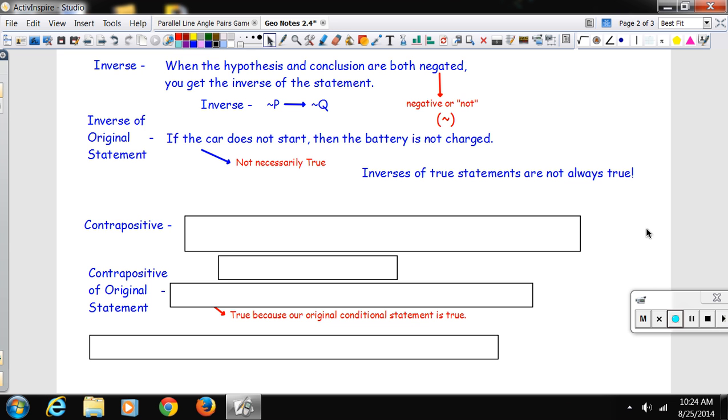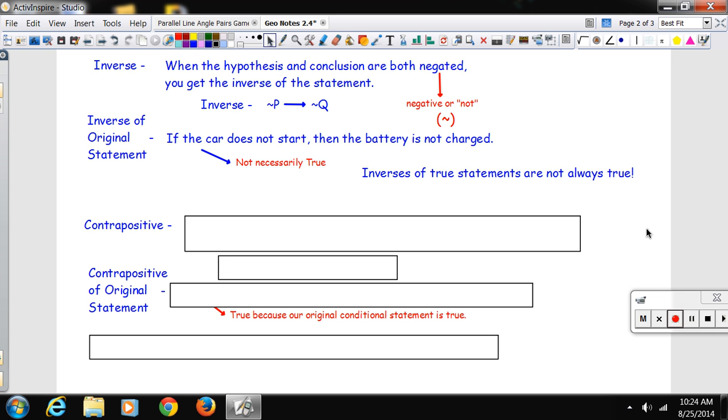Converses are not always true, and inverses are not always true of true statements. Now, if our original conditional statement was false, it throws everything out of whack. It might be true again, it might be false. But when the original conditional statement is true, converses and inverses don't have to be true. They might, they don't have to be.